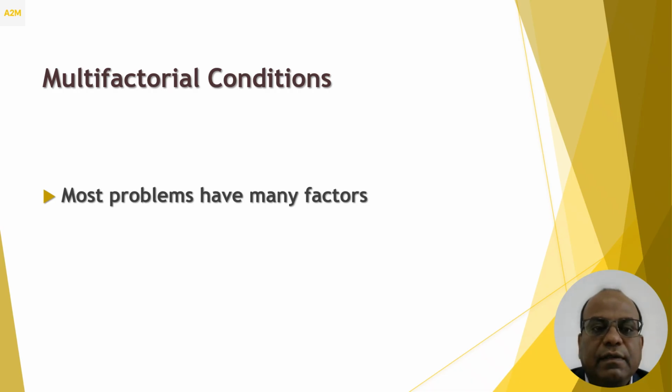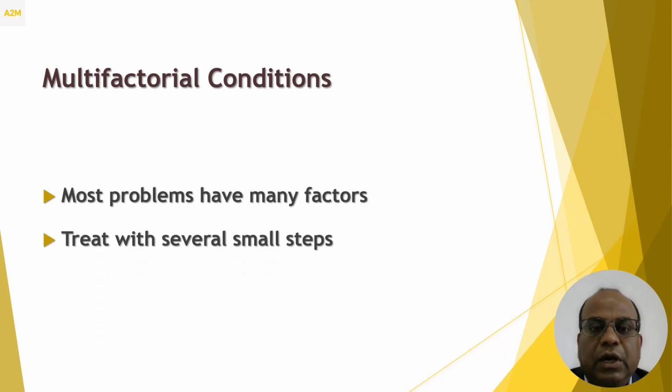Because of this, treating older adults often needs several small steps, not one big fix. We might improve vision, give more fluids, adjust medicines, and provide simple exercises. When we treat several causes at once, the patient often gets better faster.